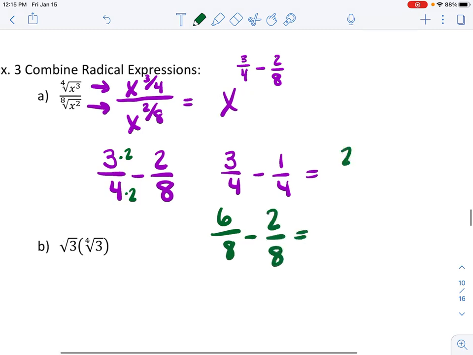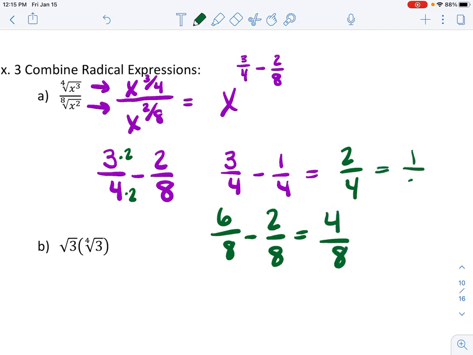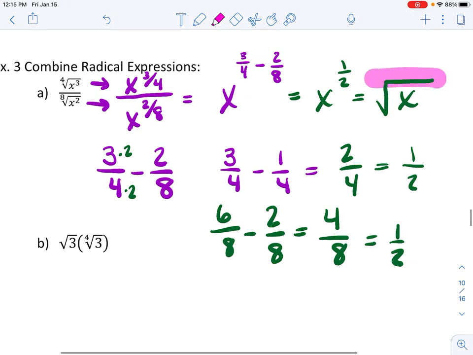You'll notice either way you solve, you end up getting a half, okay? So I don't care which way you solve, choose the one that makes the most sense to you. I end up getting x to the 1/2 power either way. And then if I rewrite that as a radical, that is just the square root of x as my solution.